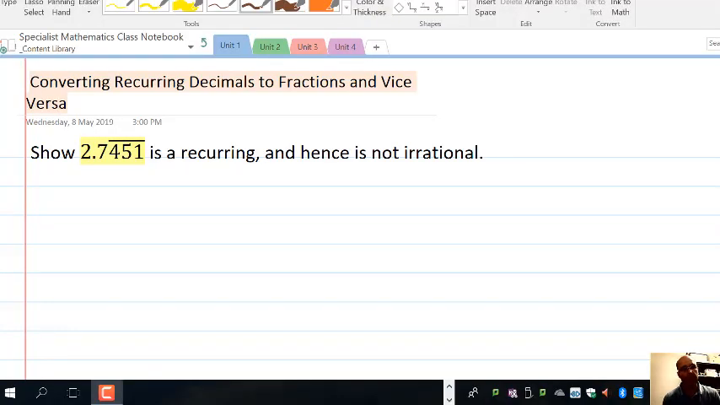We're going to look at how to convert recurring decimals to fractions and vice versa. We can convert recurring decimals to fractions because they're rational numbers, and basically we're going to look at the reverse process.